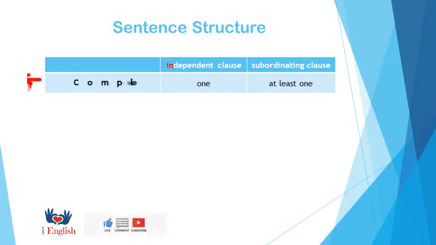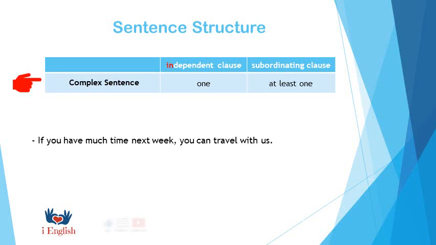A complex sentence has one independent clause and at least one subordinating clause. Here are some examples. If you have much time next week, you can travel with us. We can notice here that we have one subordinating clause and one independent clause.